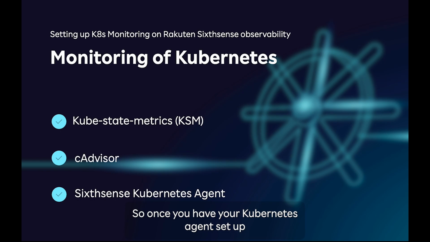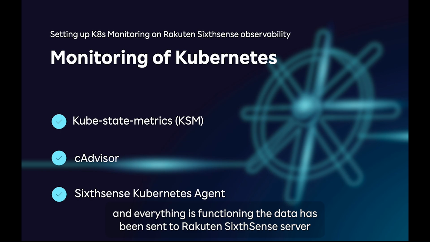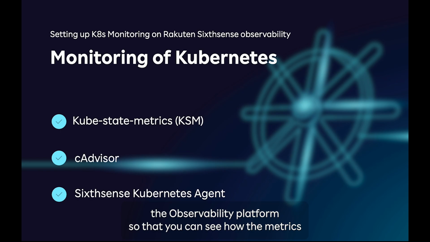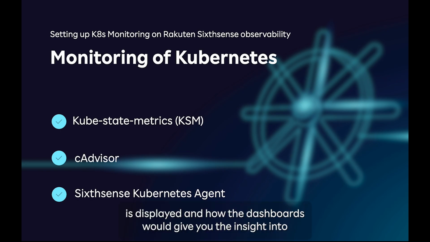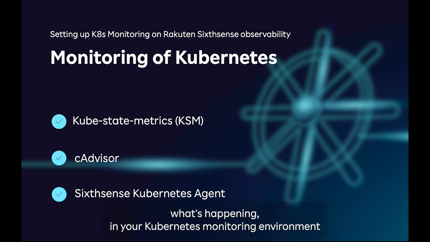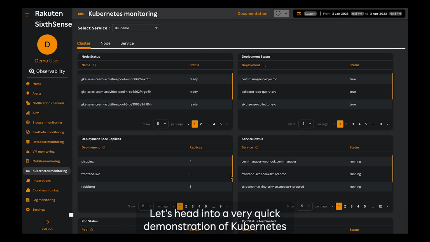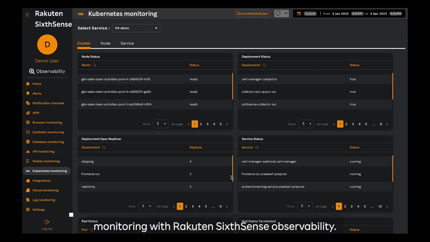So once you have your Kubernetes agent set up and everything is functioning, the data is being sent to the Rakuten SixthSense server. In the next bit, I'll also be showcasing the demo of the observability platform so that you can see how the metrics are displayed and how the dashboards would give you insight into what's happening in your Kubernetes monitoring space, or put it as a Kubernetes environment. Let's head into a very quick demonstration of Kubernetes monitoring with Rakuten SixthSense observability.